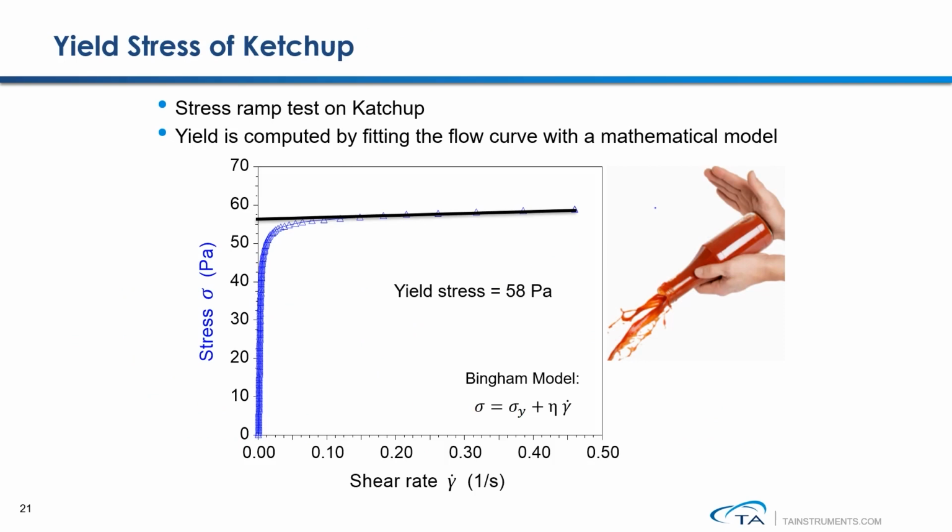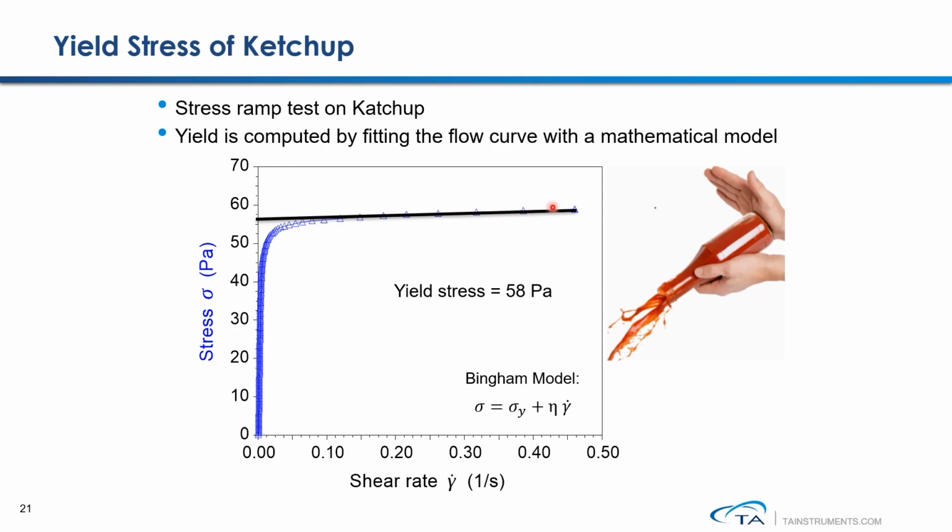Here is an example of measuring the yield stress of ketchup. At the beginning of the test, the sample did not flow. As we increase the shear stress, shear rate did not seem to change much. But as we further increase the stress and the stress passes the yield point, ketchup starts to flow. After that, the increase of the shear rate is almost linearly proportional to the increase of the stress.